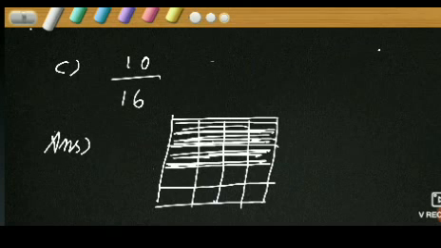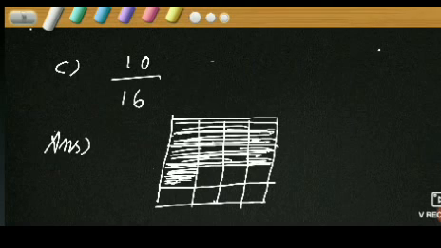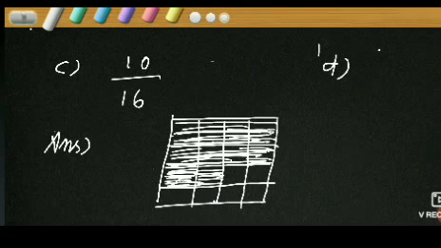Now we have shaded how much? Yeah, 1, 2, 3, 4, 5, 6, 7, 8, 9, 10. So 10 boxes have been shaded. This is the figure corresponding to the fraction 10 by 16. Is it clear? I think this is fairly clear now.